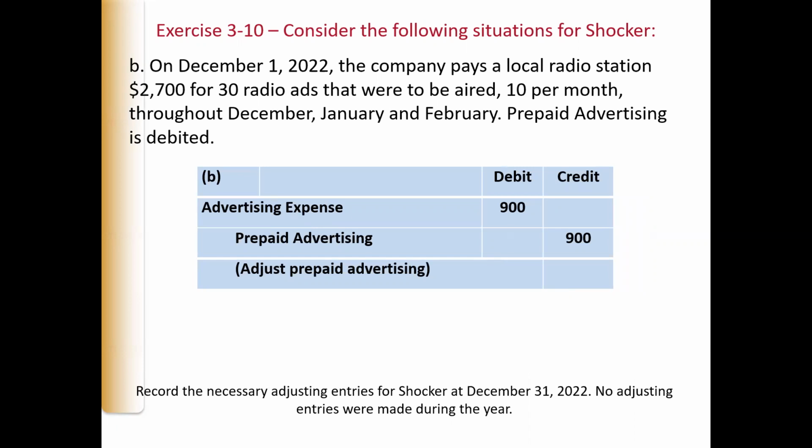How about this one? A company pays a local radio station $2,700 for 30 radio ads that were to be aired, 10 per month, throughout December, January, and February. Initially, they debited prepaid advertising and they credited cash. Well, at the end of December, a third of that asset, prepaid advertising, has been used up. So won't we debit our advertising expense? And won't we credit our prepaid advertising because we're reducing that asset by $900?